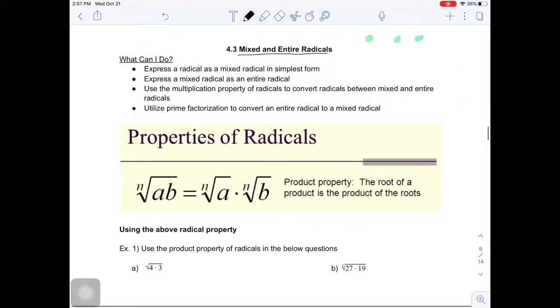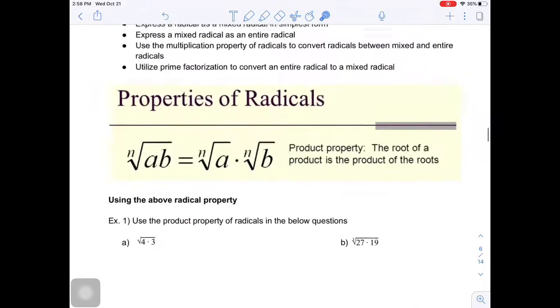So after this, let's check what I should be able to do. After this, I should be able to express a radical as a mixed radical in simplest form. You should be able to express a mixed radical as an entire radical. You should use the multiplication property of radicals to convert radicals between mixed and entire radicals. And then you should utilize prime factorization to convert an entire radical to a mixed radical, and vice versa.